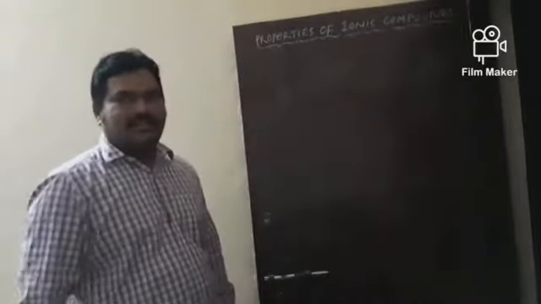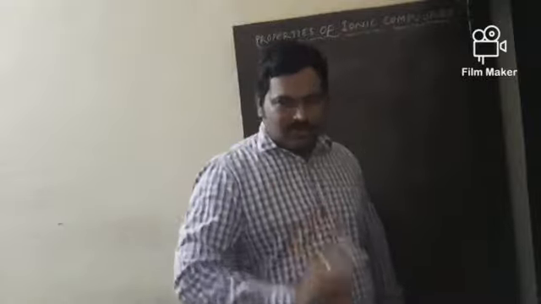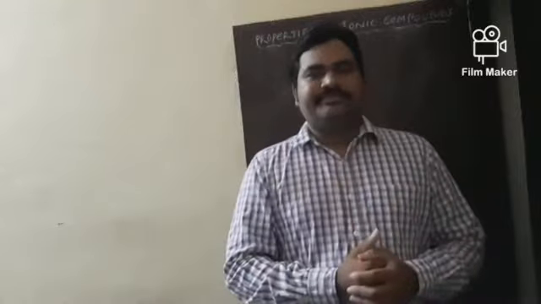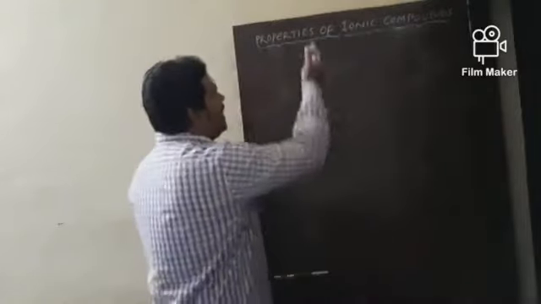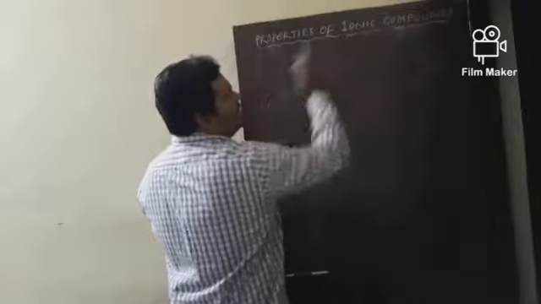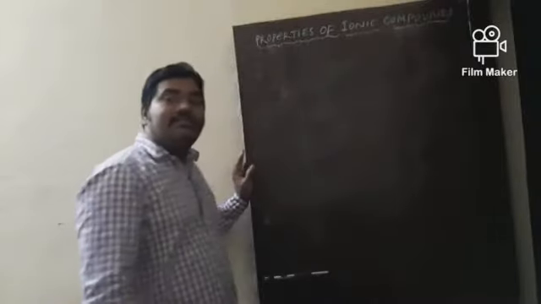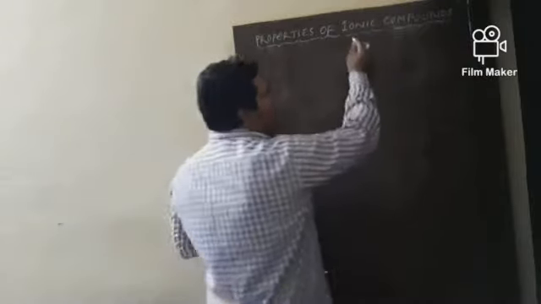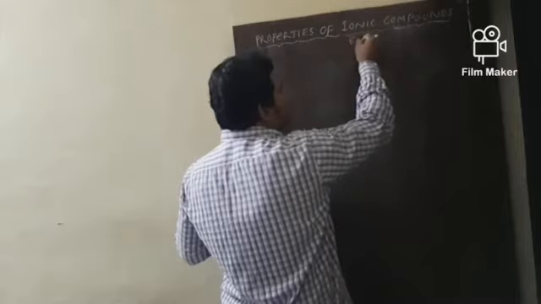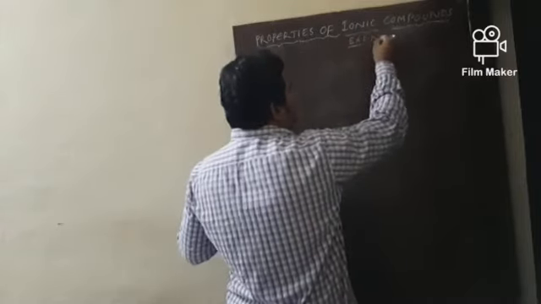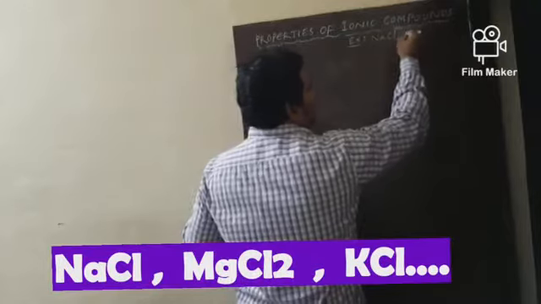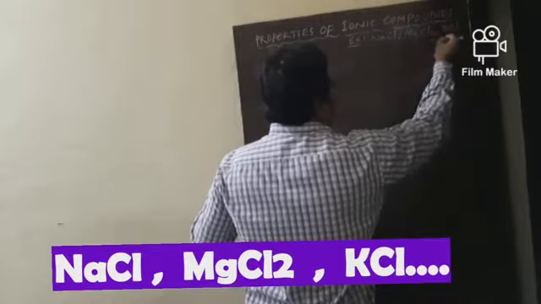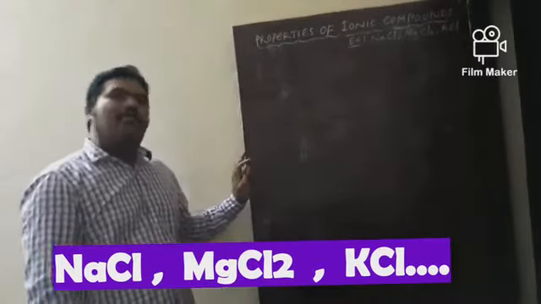Yes, you are correct. They are compounds formed due to transfer of electrons from metal to non-metal. Can you tell a few examples for ionic compounds? Ionic compounds are also called electrovalent compounds. The very first best example is common salt, sodium chloride, magnesium chloride, potassium chloride, etc. All these are ionic compounds.